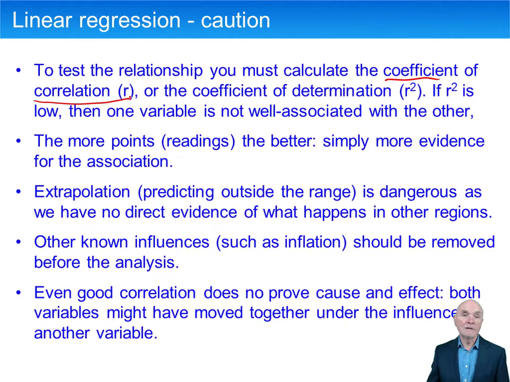The more points you have, the better. In a way, any fool can put a straight line through 2 sets of points, but if you've got 20 sets of points and the line goes almost perfectly along those 20 sets of points, then you've got what's intuitively quite a strong relationship between the two variables, quite a strong association as it's called.